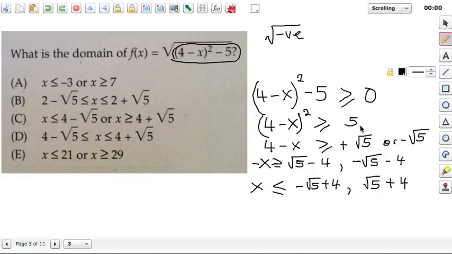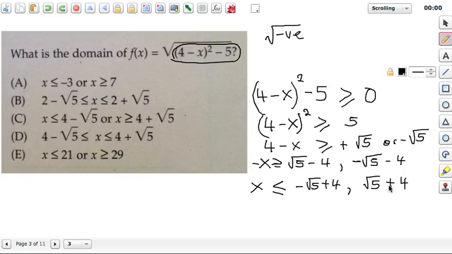First I took the 5 to the other side, then square root both sides. 4 minus x gives you positive root 5 or negative root 5. So negative x is greater than root 5 minus 4 or negative root 5 minus 4. If you divide everything by negative or multiply by negative, you have to flip the sign here. Multiplying this by negative, distributing the negative over root 5 and negative 4 gives you negative root 5 plus 4. Distributing the negative over negative root 5 minus 4 gives you positive root 5 and positive 4.